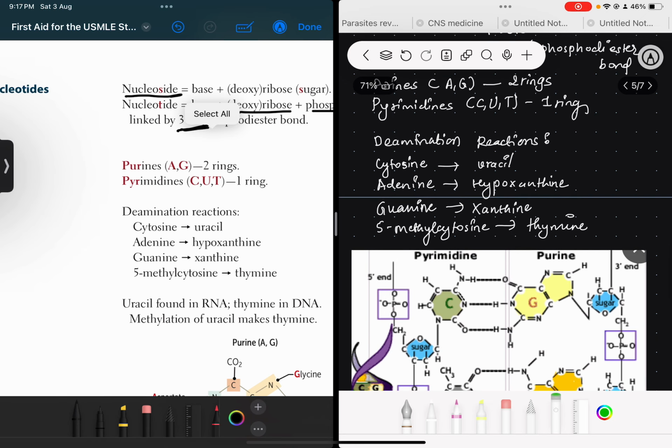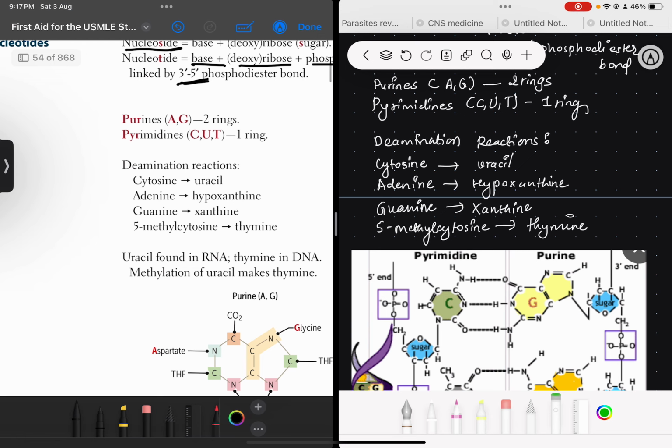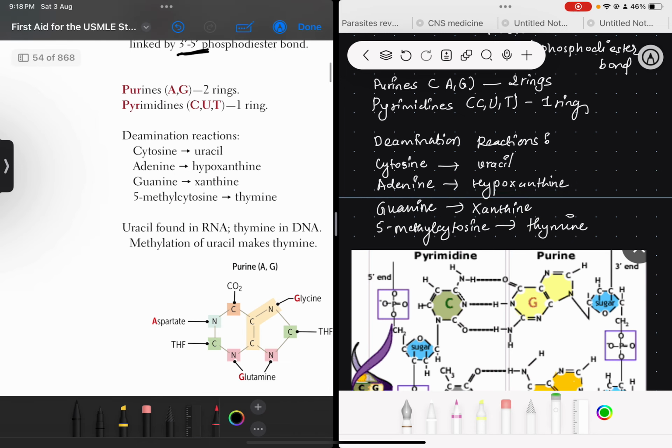Now how will the interconversion happen? Through deamination reactions. First let's see the purine part. Adenine is going to convert into hypoxanthine and guanine is going to convert into xanthine. We know this from the uric acid synthesis, right? Adenine converts into hypoxanthine first and then xanthine comes, but guanine directly converts into xanthine. So this is about the purine.